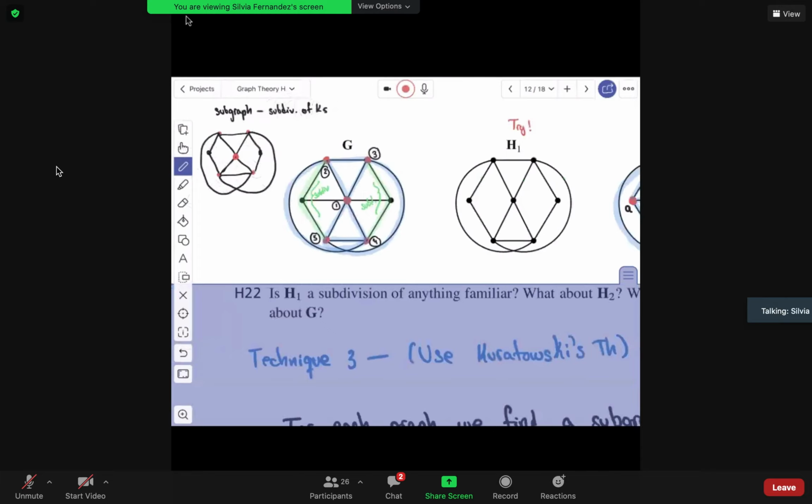You see what I mean? So only what I highlighted is here. This extra edge and this extra edge are not part of my subgraph. This subgraph by itself is a subdivision of K5. So we want a subset of the vertices and edges that, if I separate completely from my original graph, is a subdivision of K5 or K3,3. Okay? Questions?